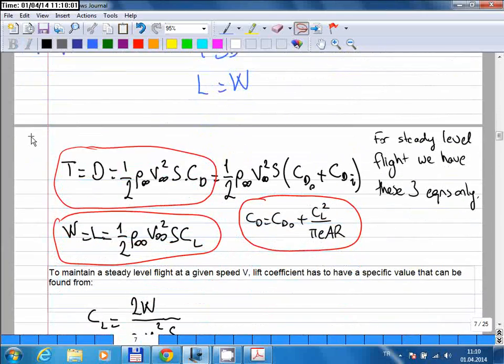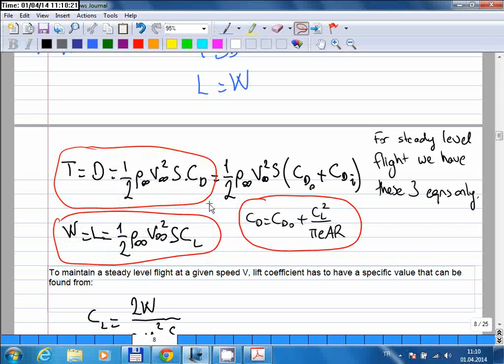Okay, so let's take a look at these equations. This is the first equation, and instead of the drag force, I use my aerodynamic drag equation, which is this one here. And the second equation is weight is equal to the lift. And for the lift force, I use this equation.